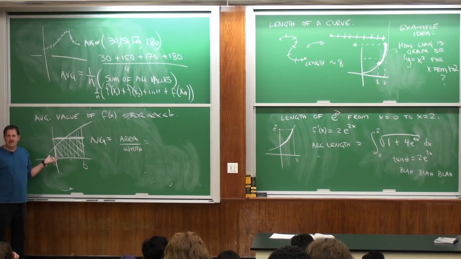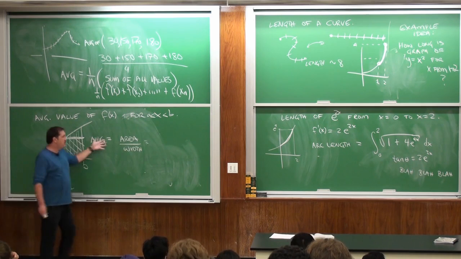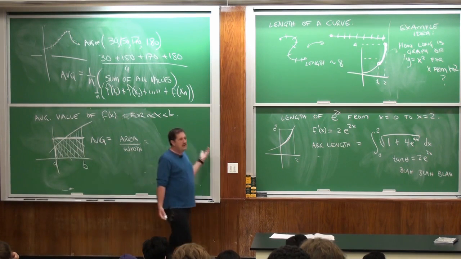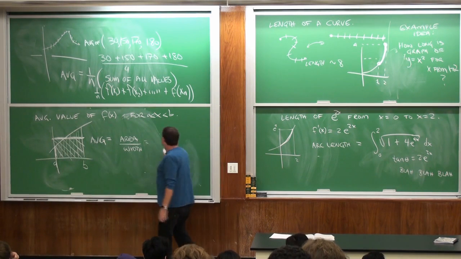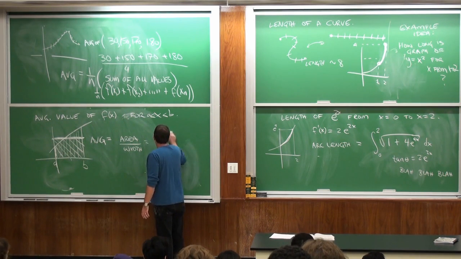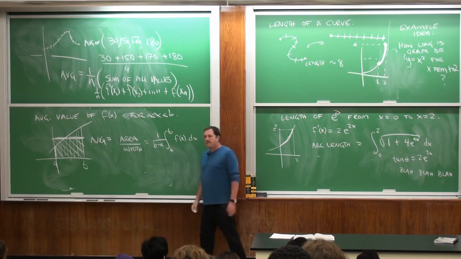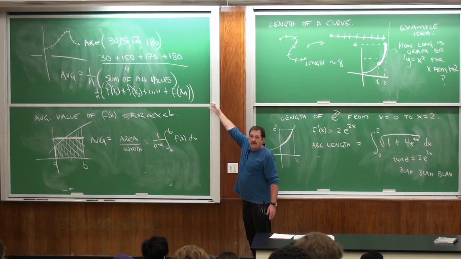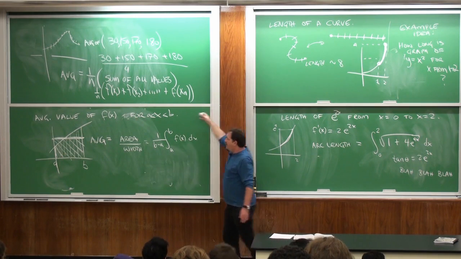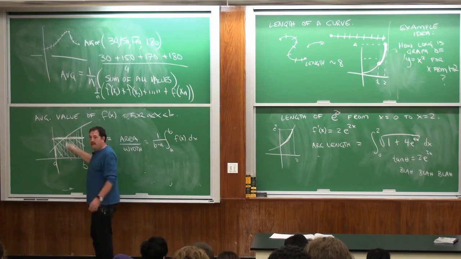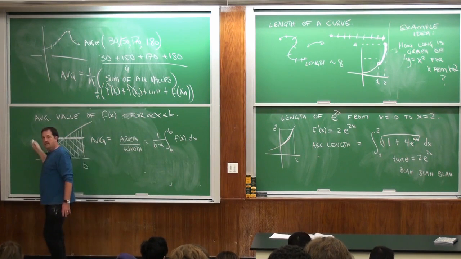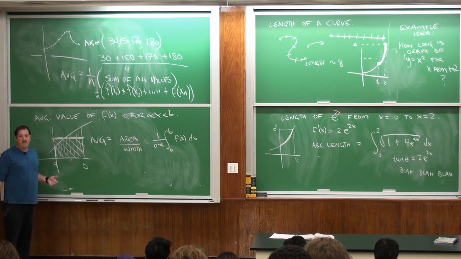Do people follow this? You're looking really lonely sometimes. Okay. So the average is just the area divided by the width. Well, what's the area? It's the integral. Divided by its width. This is just the exact generalization of that. Add up infinitely many little heights divided by how many little heights you have. Exactly the same thing.